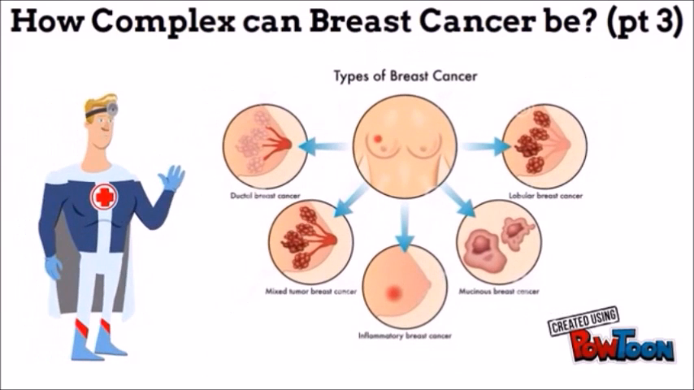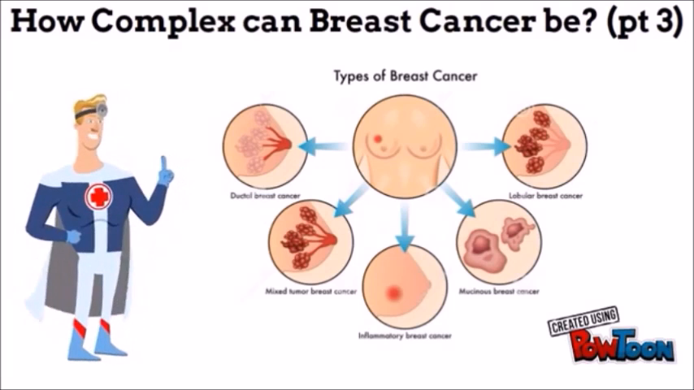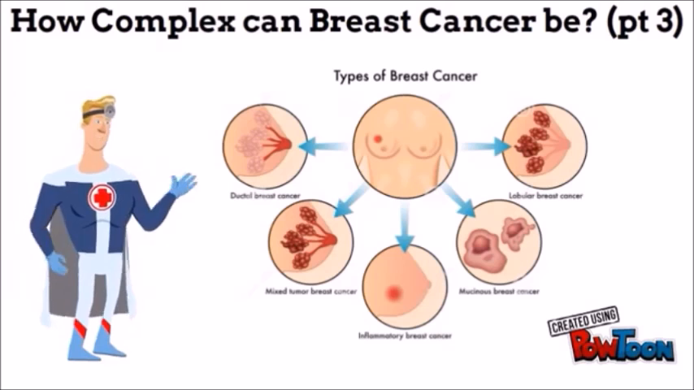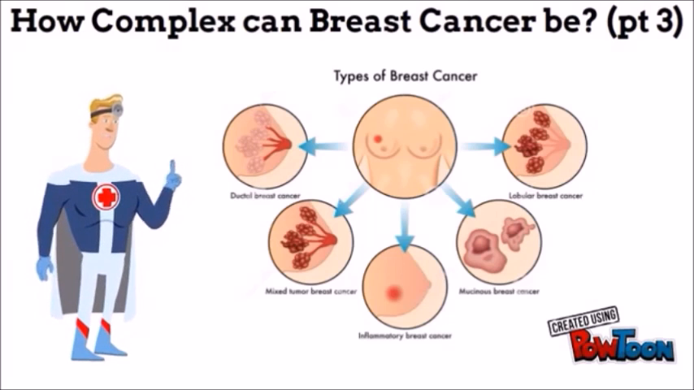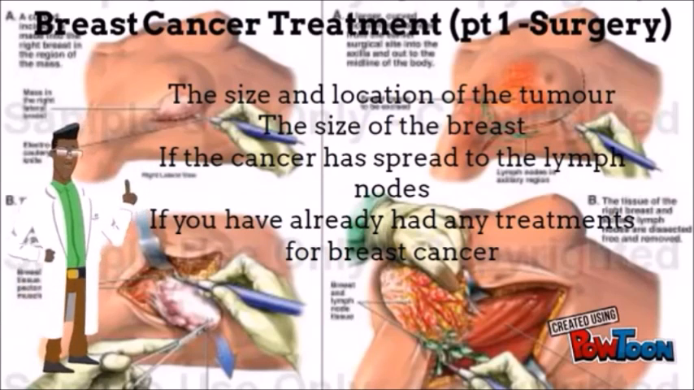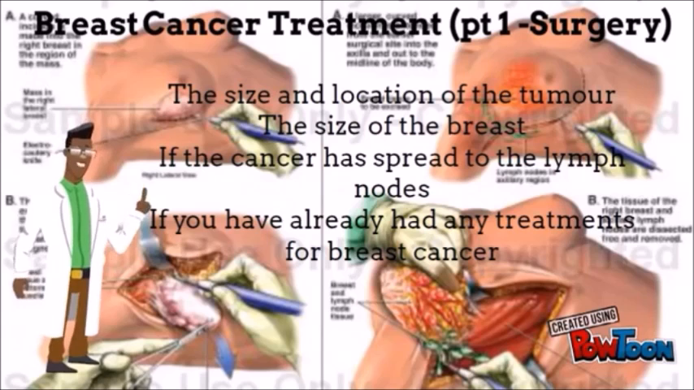Complexity is also based on the type of breast cancer, of which there are many. Examples include ductal, mixed tumor, inflammatory, mucinous, and lobular breast cancer. Surgery includes breast-conserving surgery, mastectomy, and lymph node surgeries.